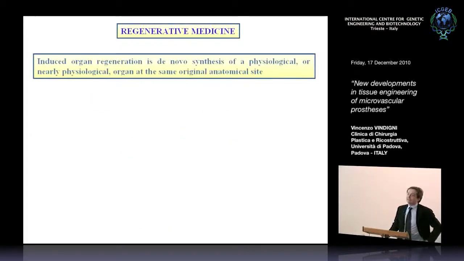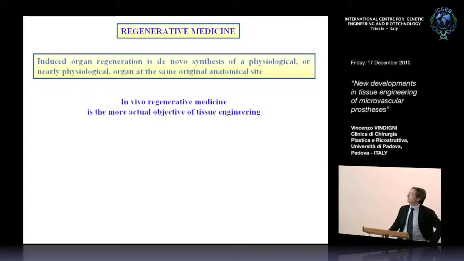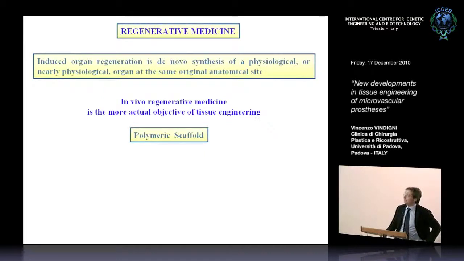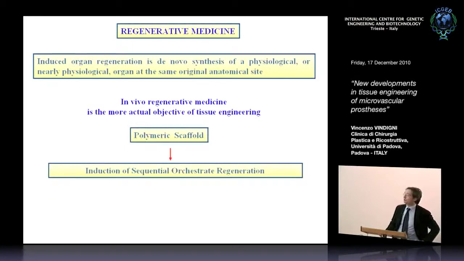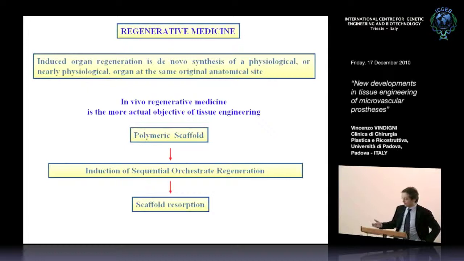These types of biomaterials allow the development of regenerative medicine, that is the induced organ regeneration of a physiological or nearly physiological organ at the same original anatomical site. Regenerative medicine is the next step of tissue engineering and is the more actual objective of tissue engineering. To follow regenerative medicine principles, you need a bioresorbable scaffold, able to induce the sequential regeneration of the vascular components. Finally, the biomaterial is completely reabsorbed and leaves in situ the new vessel tract, the new artery or new vein.